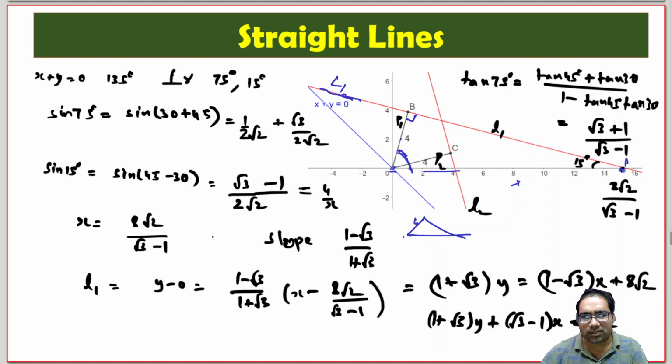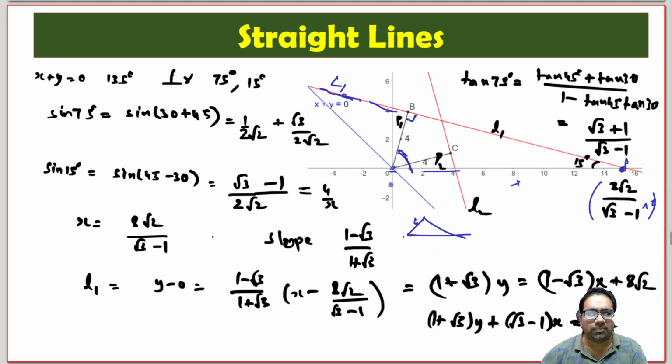Why do we want to do this? Because we want to find this intercept. So what is x? x has become 8 into 2 root 2 by root 3 minus 1. So now we have got one point, that is this one, comma 0. This is the x-intercept. And we know the slope of this line.